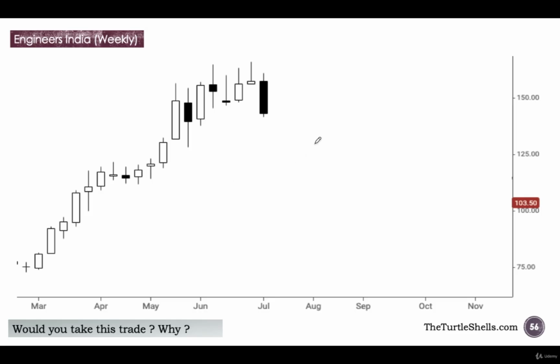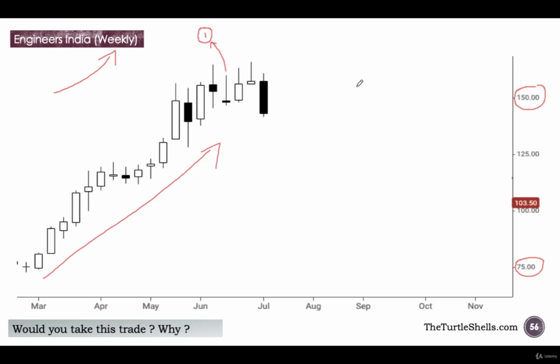Alright, let's see what's happening here. I see multiple signals here. Number one, it's a weekly time frame. Okay? And if you look at this, the price has gone from 75 to 150. It has almost doubled on this weekly chart. So it's a very strong uptrend. Okay? Now, you see the shooting star? That's our first signal. So let's mark it as 1. Okay?